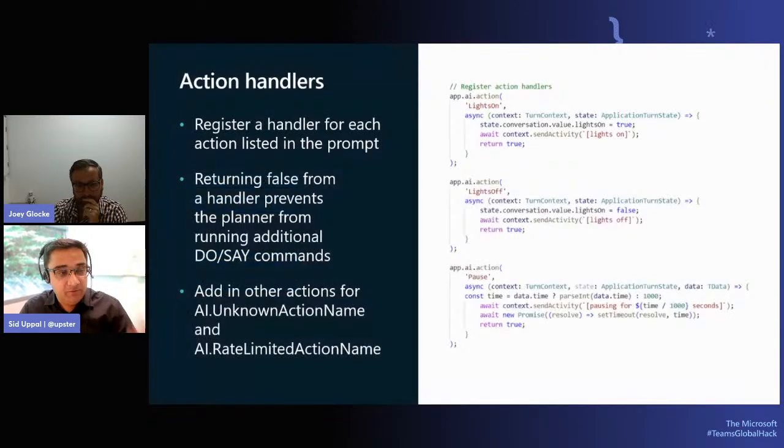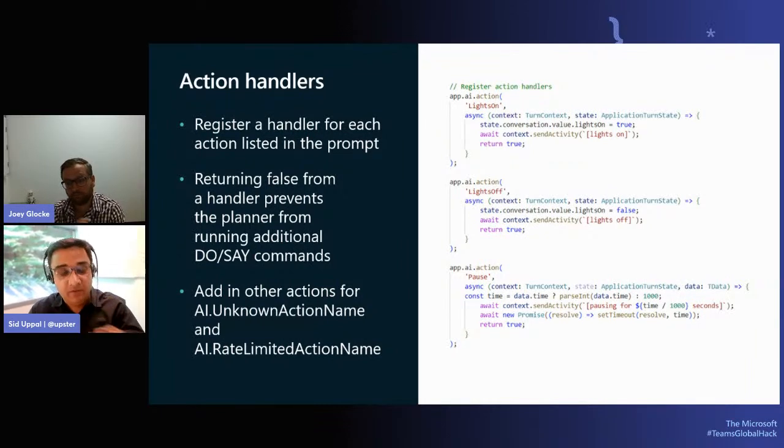So one thing I wanted to mention was the rate limited action. If you're on a free tier, it's possible you'll get throttled. And in that case, you can also register an action for rate limited action where you can return a message to the user if you would like. But there is a way to know when you're getting throttled.